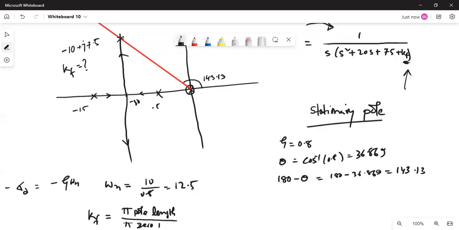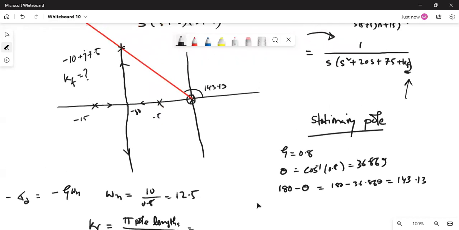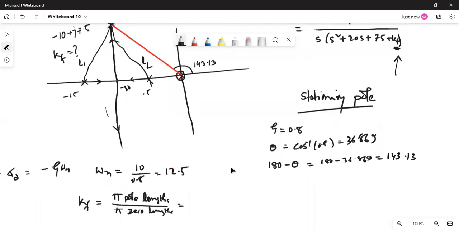Product of the zero lengths. Even though we have a pole and a zero at the origin, their lengths will be exactly equal, so we can avoid that. We just take the other two, that is the distance between these two. This one can be called L1, and the distance to that one is L2. Their lengths have to be equal as well because they're equidistant from minus 10. So basically L1 times L2 has to be your distance.